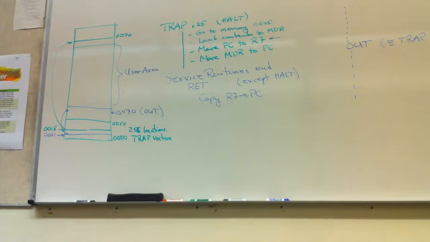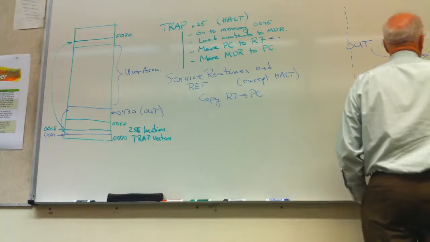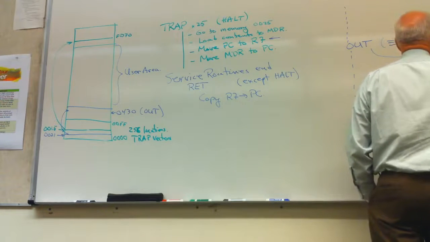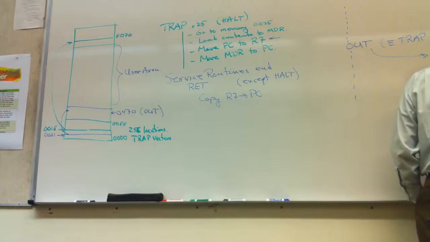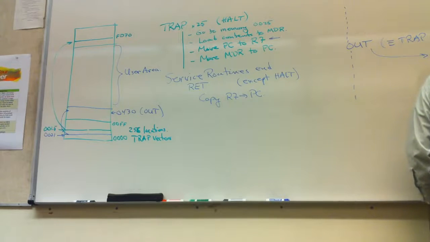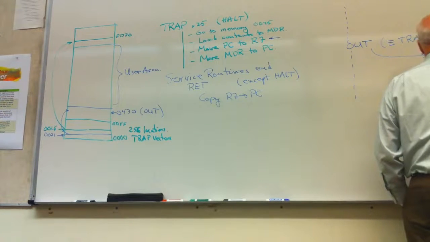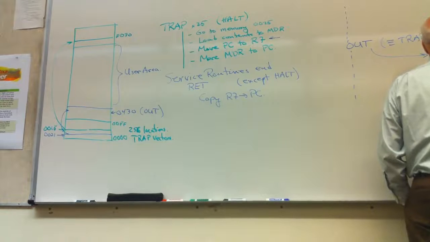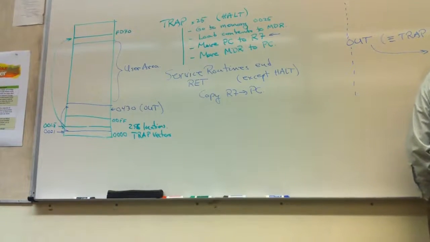Let's see, since we've got out here, we'll do that. Basically, what this thing does is it prints the ASCII character in register 0, that's 0 to 7, to the display.